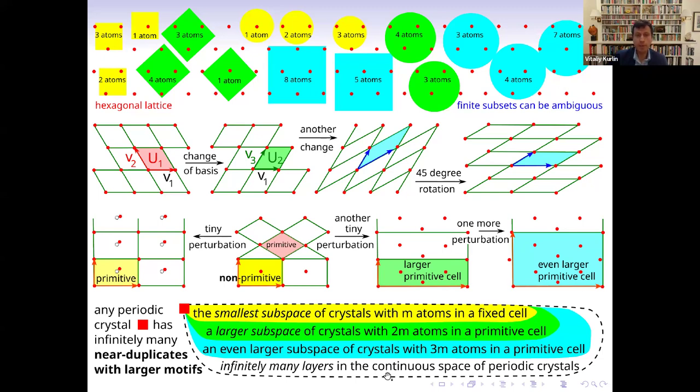So there are infinitely many layers within the continuous space of periodic crystals, and of course we could restrict our attention to studying crystals only up to a fixed number of atoms in a fixed cell, and then it becomes a little bit easier. Nonetheless, you see there is this ambiguity when our unit cell can arbitrarily scale up in size. Any questions?